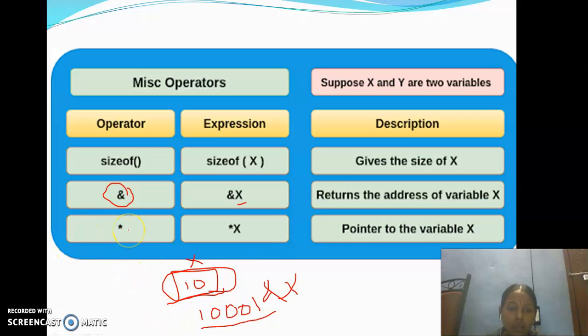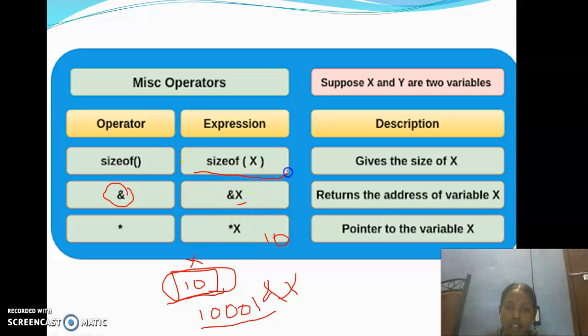Now star indicates what? Star of x means x is a variable that contains a value. In that value x contains an address. At that address, whatever value is there, display that. Now in this example, star x will return the value as 10. That means the value of x. This is the address of x.